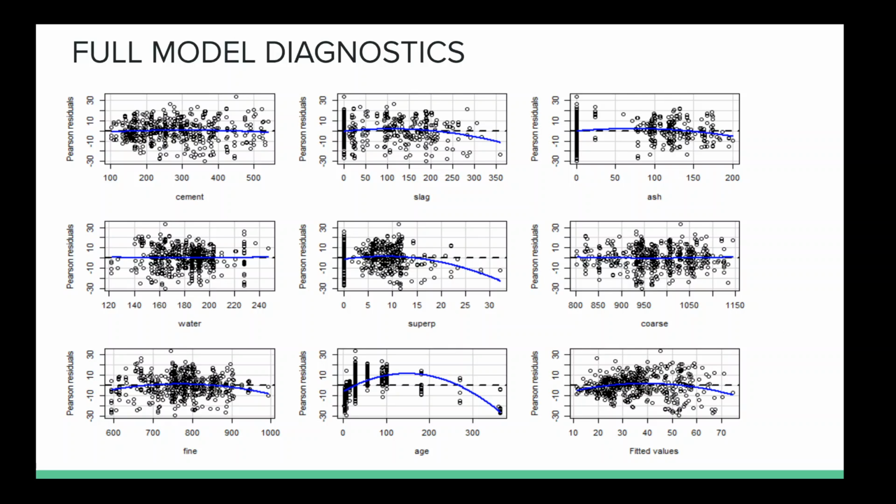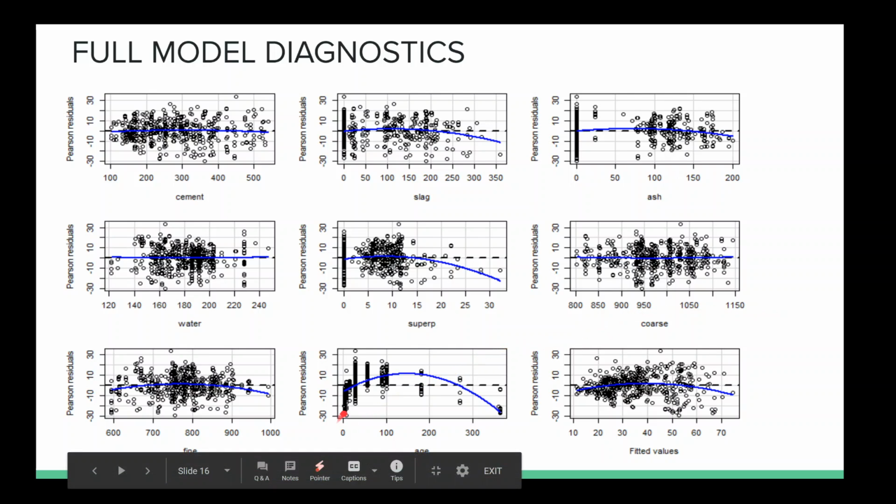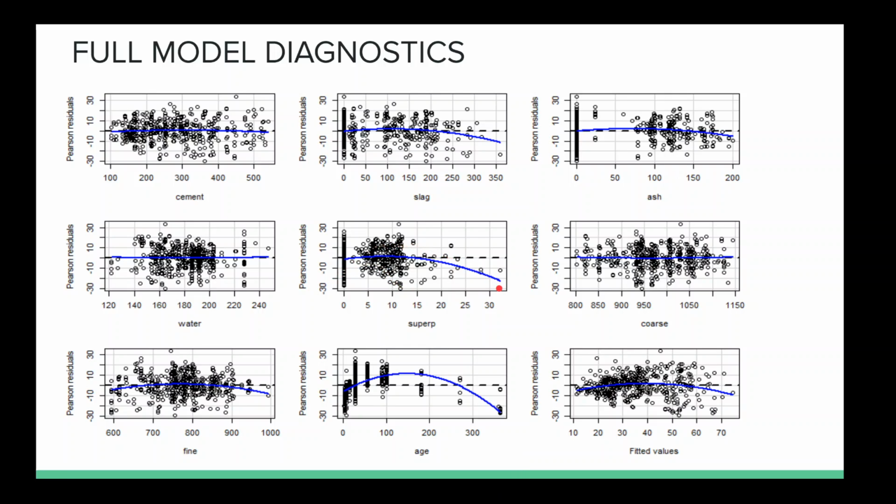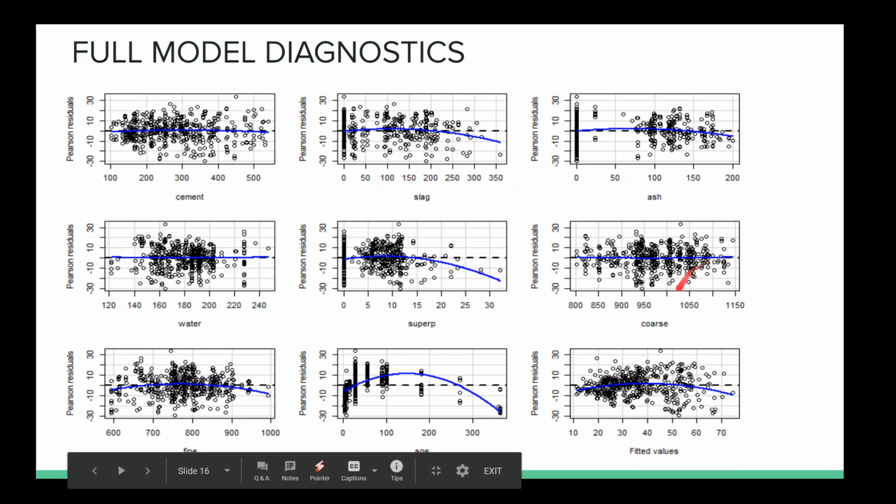Our focus is going to be on the age and the superplasticizer, as those two are the most extremely nonlinear. We're going to take a look at those two predictor variables to remedy in order to make for more accurate predictions. Looking at the slide, we can see that age is a huge curve, superplasticizer quite a bit, while the rest follow more linear movements.